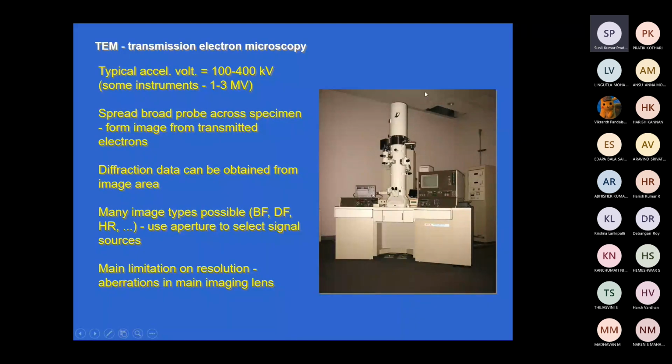So 400 kV is the maximum accelerating potential, but the minimum in transmission electron microscopy is 100 kV. Some instruments go to 1.1 to 3 MV also, 1 million volt, but that is a very special case. Normally, the transmission electron microscope which we generally see is around 100 kV. A 100 kV electron microscope is generally considered.